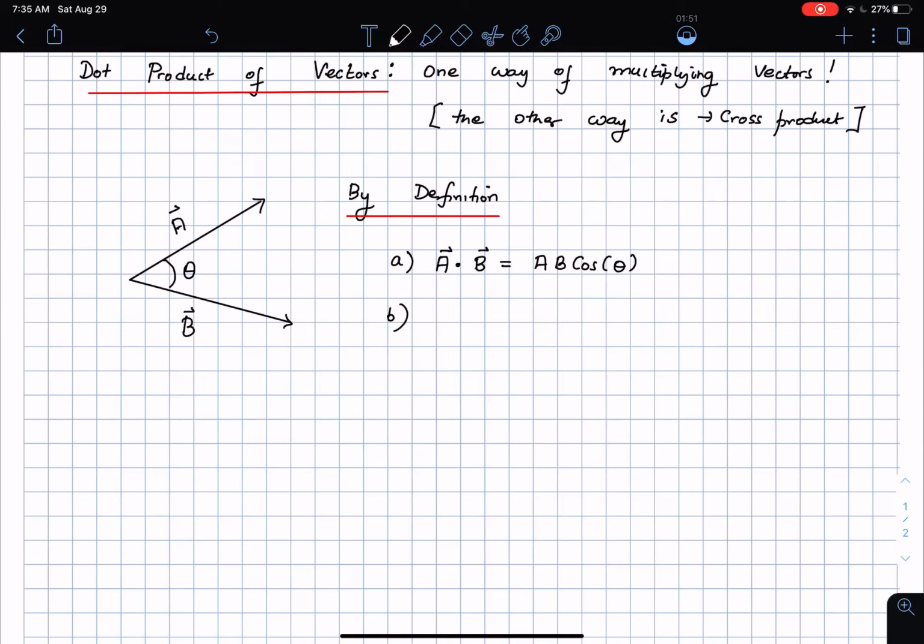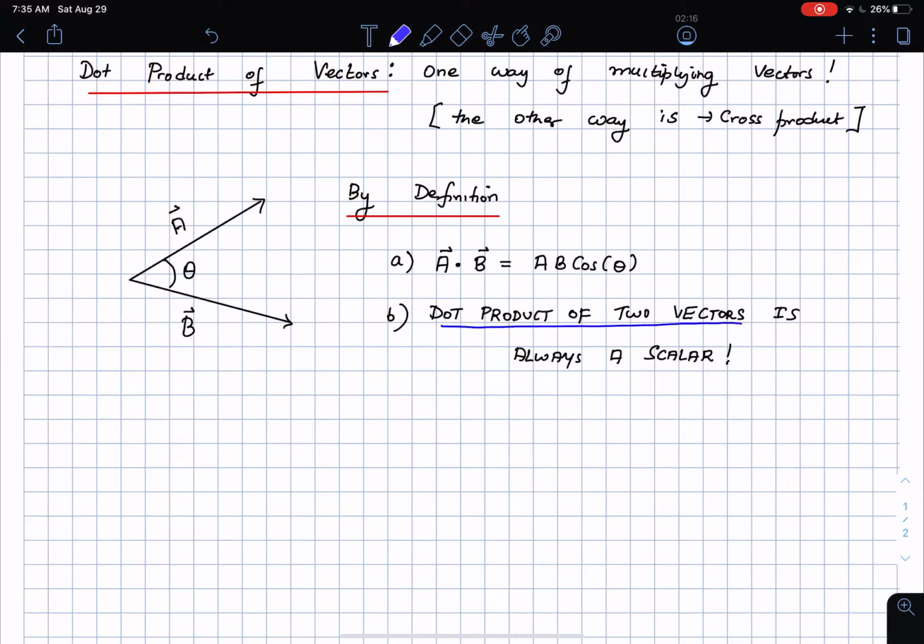The dot product of two vectors is always a scalar. This is a key statement. So the dot product of two vectors is always a scalar.